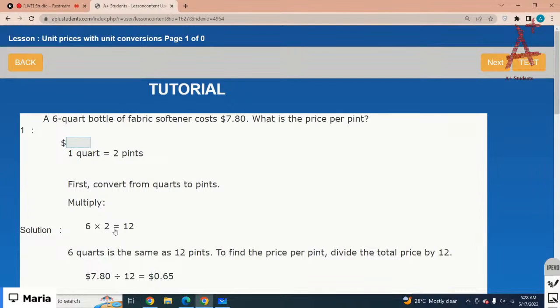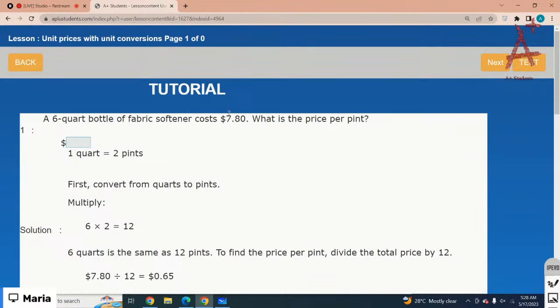A 6-quart bottle of fabric softener costs $7.80. What is the price per pint? Here you have to convert from quarts to pints, from one unit to the other. We know that in 1 quart we have 2 pints. So in 6 quarts we have 6 times 2, that equals 12 pints. Got it?